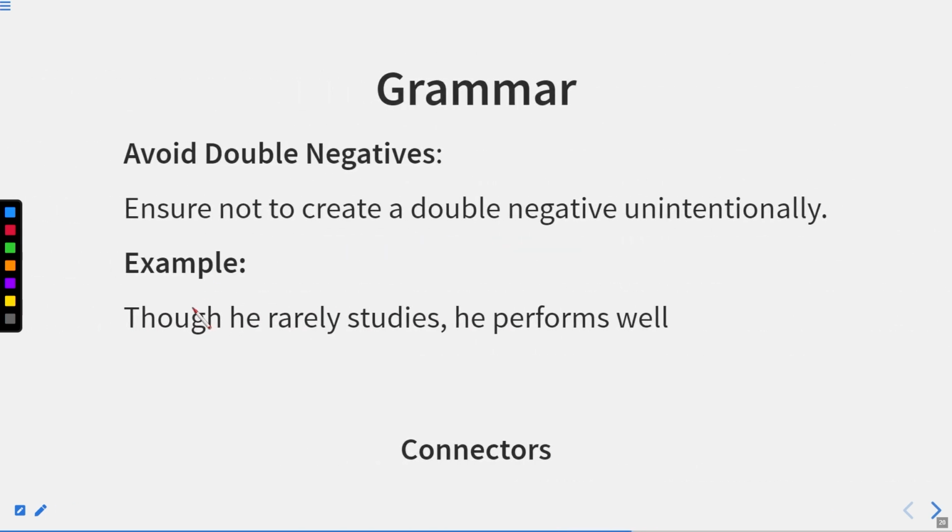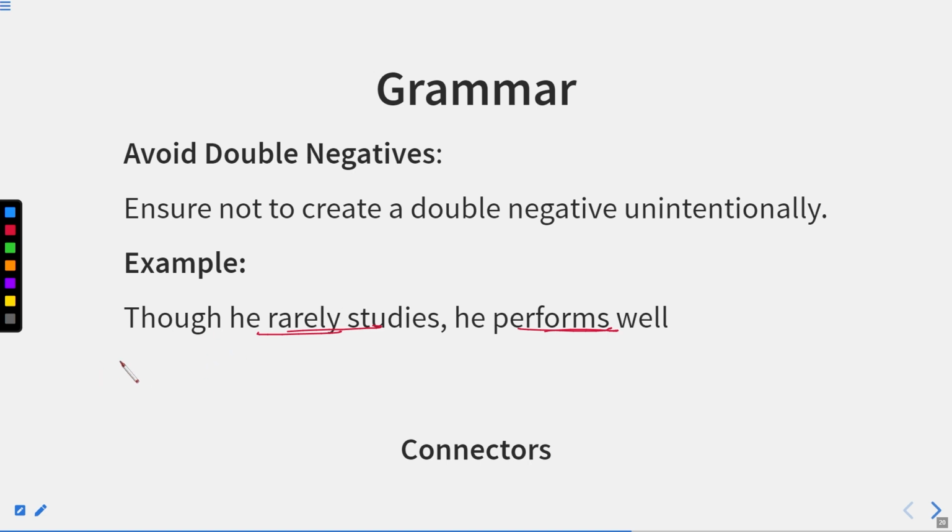For example, it is written, though he rarely studies, he performs well. Now, in this sentence, we can see, though he rarely studies means he does not study at all. He performs well. This sentence is correct. Just because it is saying that he rarely studies, it means he does not study. So we expect him to fail, but he performs well. So this is something good. We can use the word though because it is showing the contradiction.